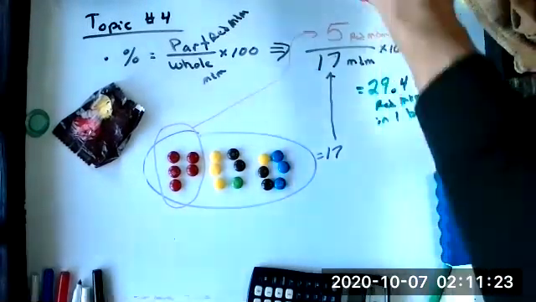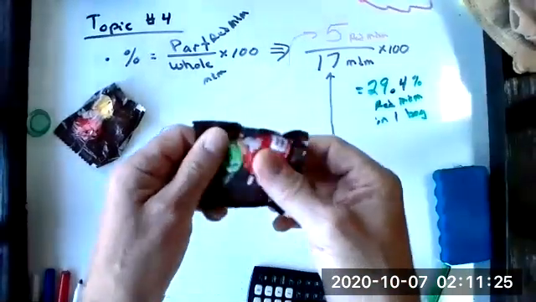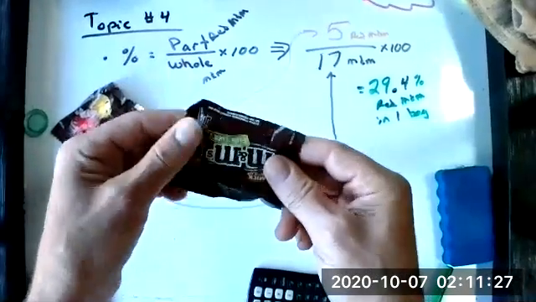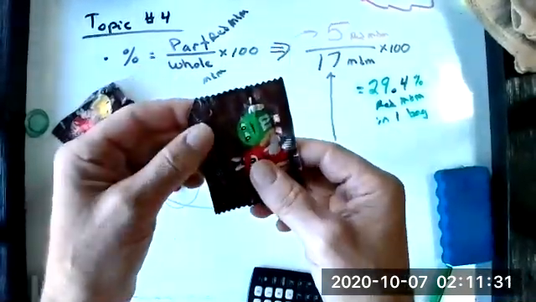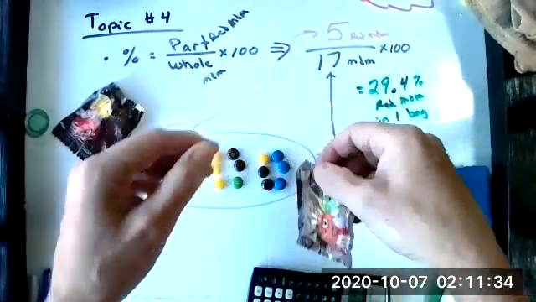Oh, I got a new bag. Well, I bet you there's like 29% red in here. Should I open it up to find out? Nope, I need that for period 4.